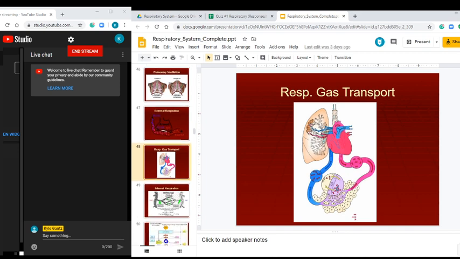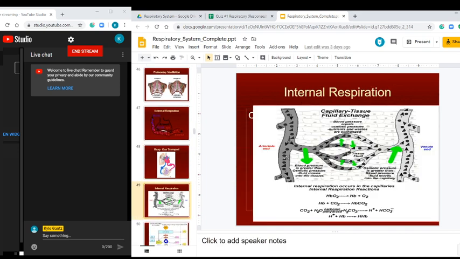That's respiratory gas transport. And then here we have internal respiration, where we're talking about pressures as well. Okay, so capillary tissue fluid exchange. The blood pressure equals osmotic pressure.